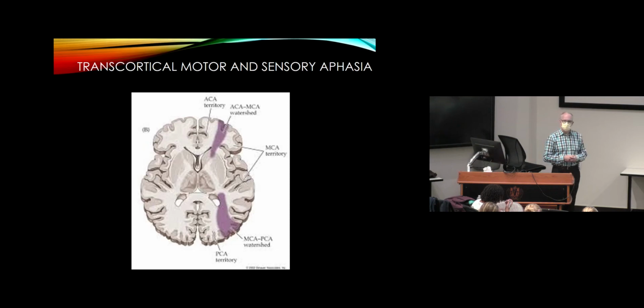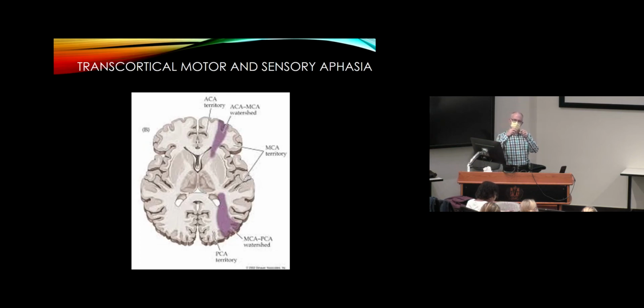Okay, now there are some other types of aphasia called transcortical motor and sensory aphasia. This happens when we have what's called a watershed stroke. This often happens, for example, when someone has a cardiac arrest and their blood pressure is non-existent for a period of time as they're being revived. During that very low blood pressure setting, the patient can have strokes in these in-between vascular distributions. These are the watershed areas.